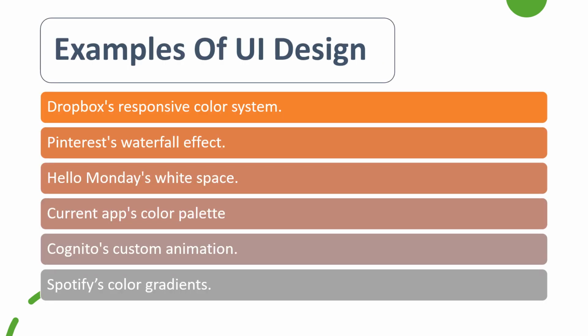So examples of UI design could be Dropbox's responsive color system, Pinterest where you drop in a lot of pictures, Hello Monday's white space, Current app's color palette, Cognito's custom animation, Spotify's color gradient. These are some of the examples of UI design.